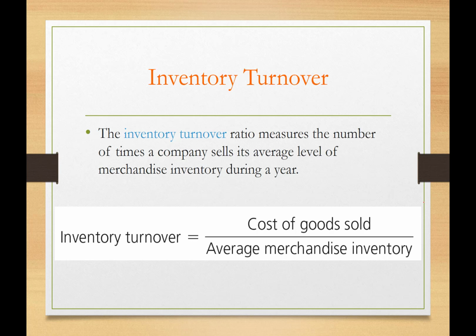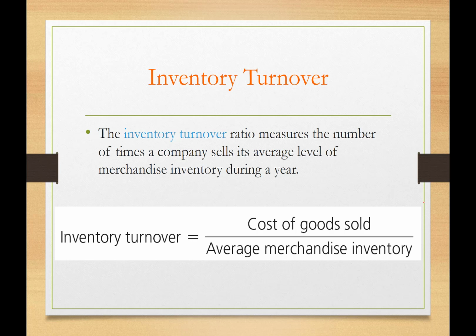Basically, we're going to see how many times a company can sell its inventory during the year, and we would simply take our cost of goods sold and divide that by average merchandise inventory, and we would get a number of times during the year that we sold it. Now, think about this. We want to move our inventory as fast and as many times as possible. So higher is better here.